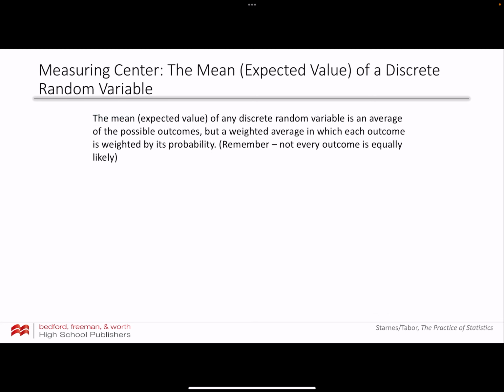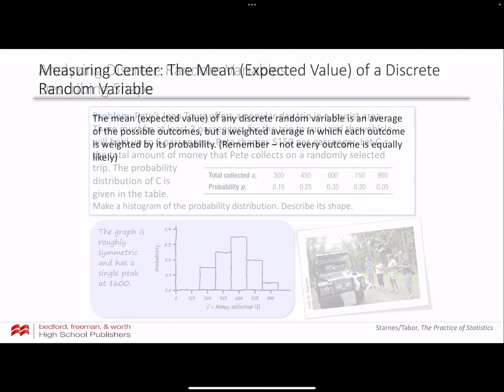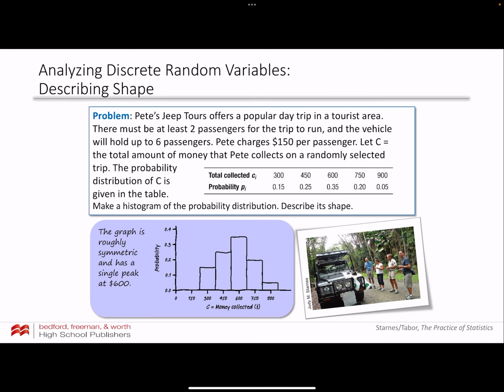Just keeping in mind, the mean, which we're going to call the expected value of a discrete random variable, is basically a weighted average. Think about it, not every outcome is equally likely. Pete is way more likely to have someone who pays $600 for his trip than he is to have someone pay $900.